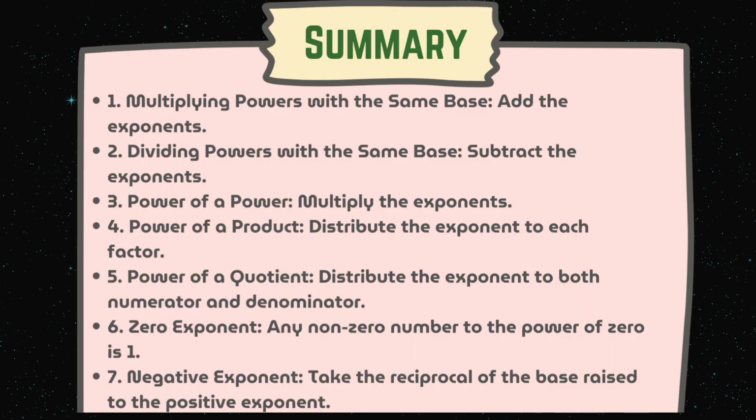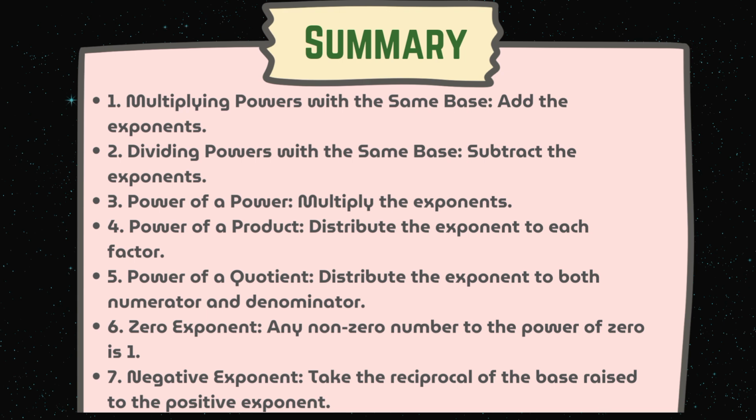Let's go through a quick summary of these rules. 1. When multiplying powers with the same base, we will add the exponents. 2. When dividing powers with the same base, we will subtract the exponents. 3. When taking power of a power, we will multiply the exponents. 4. When taking power of a product, distribute the exponent to each factor.